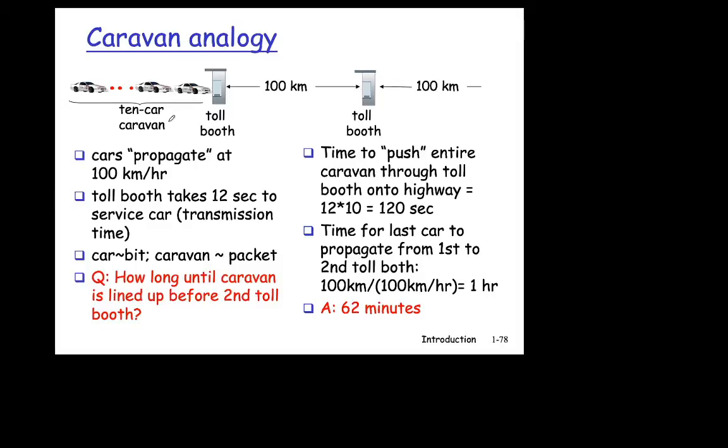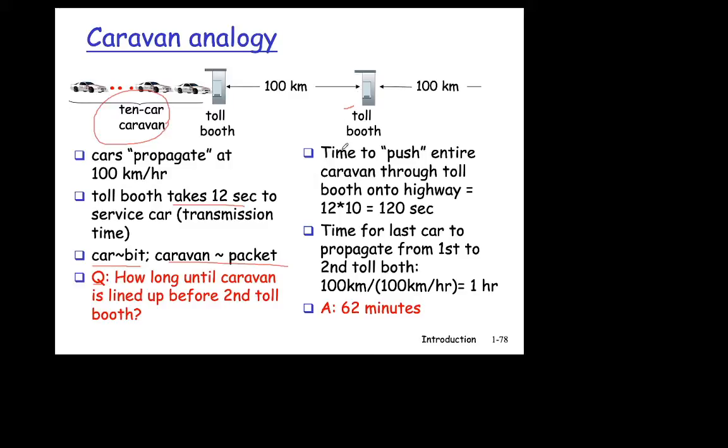What you're seeing here is a caravan of 10 cars. Now, the way to think of this scenario is this. Think of cars being bits and caravans being a packet. So we have a packet containing 10 bits, in a sense. The cars will be propagating at the speed of 100 kilometers per hour over 100 kilometers reaching the second booth. Toll booth number one here takes 12 seconds to service a car. All right. Question here is asking how long until the packet is lined up before the second router.